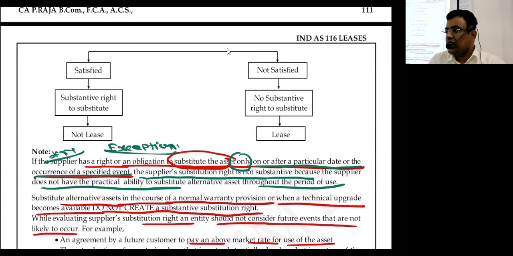I have given assets under lease. The technology has been changed. Now I am supposed to replace that machine. Shall I go and change it? Yes, you have the right to change assets only on a certain date or event, not throughout the entire period. Then it is not a substantive right to substitute. Then it still continues as a lease.